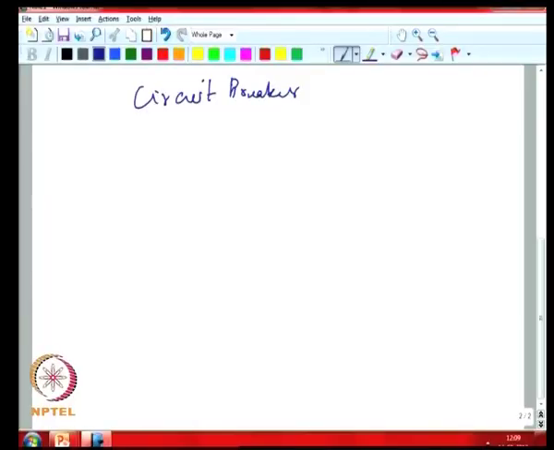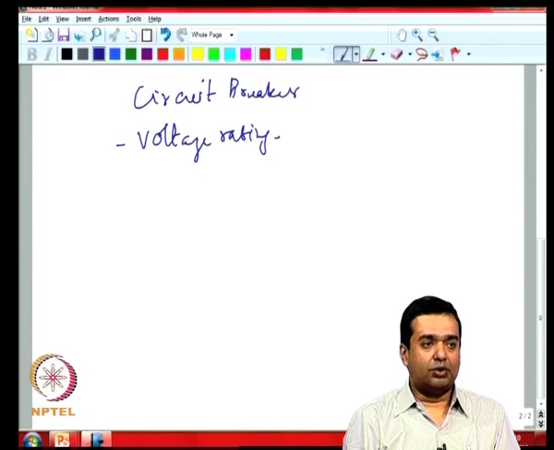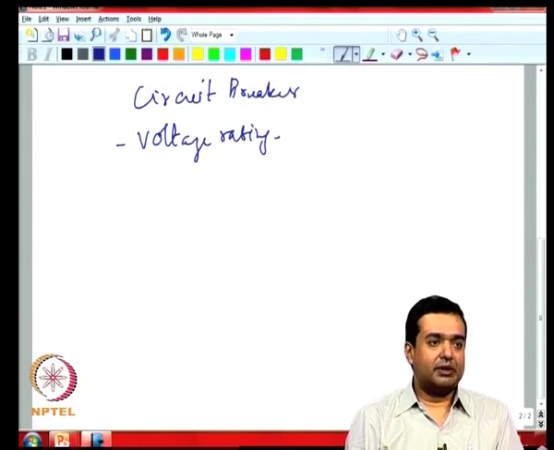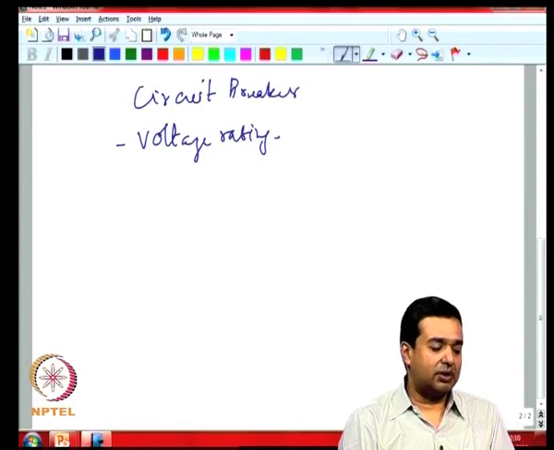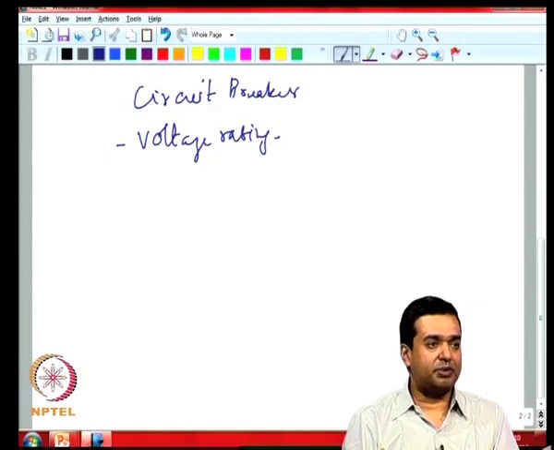If you look at the ratings of the breaker, you will have both voltage ratings and current ratings. Your voltage rating needs to be based on the voltage level at which you would operate, whether it is 230 volts, 415 volts, 690 volts, depending on your application. That is the voltage at which you are expecting your breakers to operate.